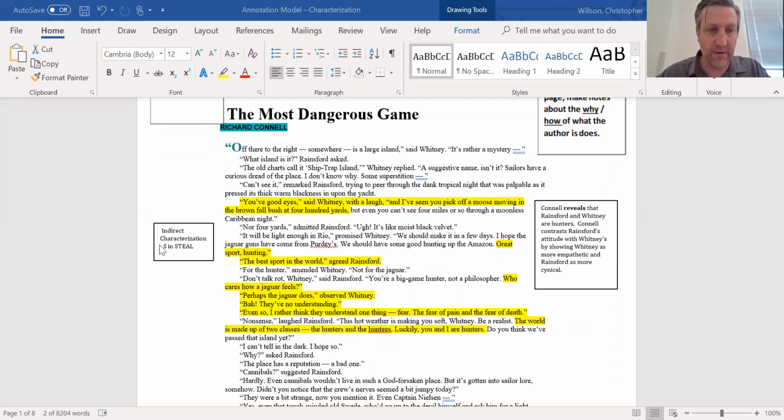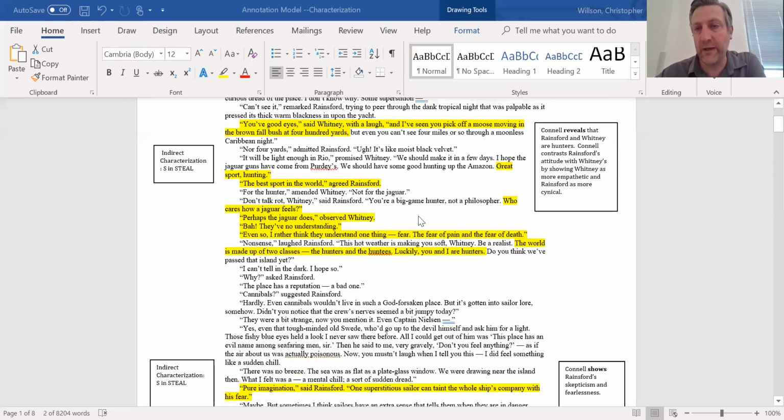So through indirect characterization, through speech, remember our STEAL here, S stands for speech, we're learning a lot about these characters. So I highlighted, "You've good eyes," said Whitney with a laugh, "and I've seen you pick off a moose moving in the brown fall bush at 400 yards." And then later on he says, "Great sport, hunting." And Rainsford agrees, "The best sport in the world." So through that, we reveal that Rainsford and Whitney are hunters. We also get a sense that Rainsford's probably pretty good. He's the one with the good eyes. He's picked off a moose moving in the brown fall bush at 400 yards. Requires some skill. So we get a sense that he's probably a pretty good hunter.